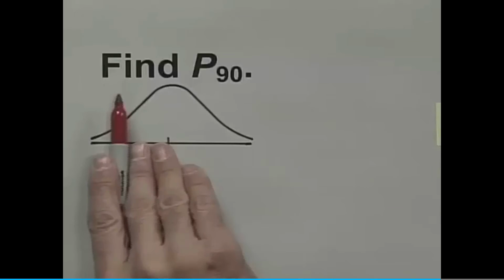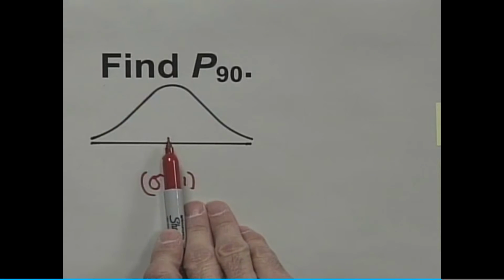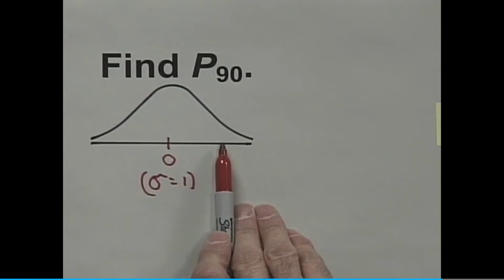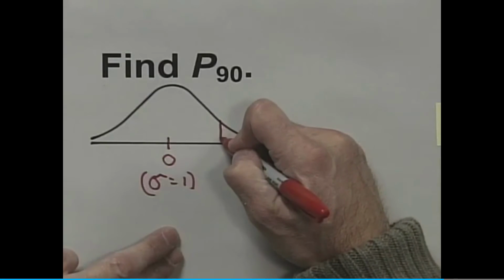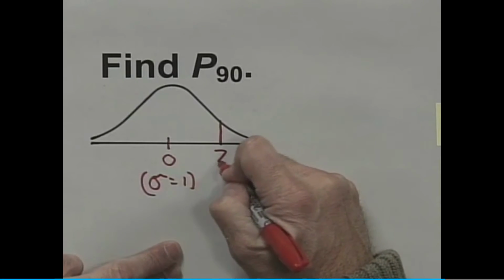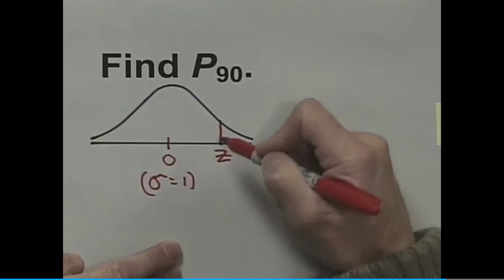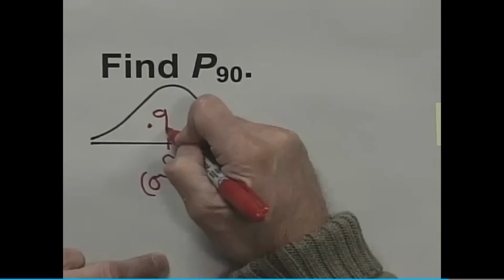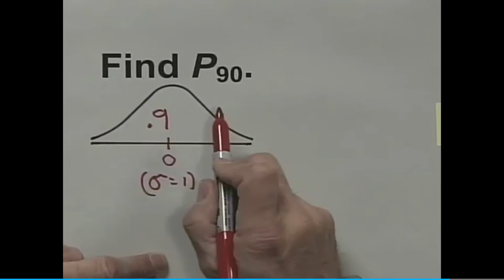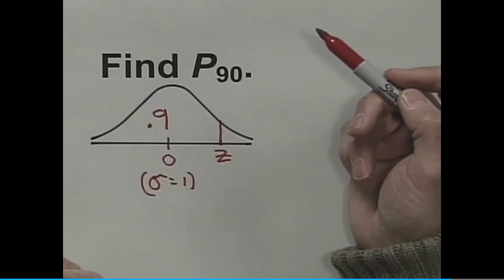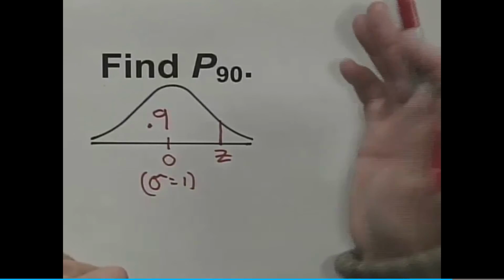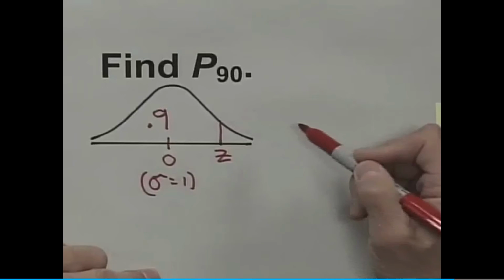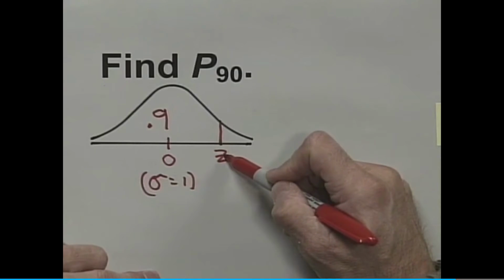So where would that be on the graph? Well, if I start at the left, here's the bottom 50% halfway. So if I keep going, the bottom 90% is going to be up around here someplace. I'm going to call that Z. So what is this mystery number Z that separates 0.9 to the left? Okay. But now the problem is fundamentally different than the type of problem we considered earlier. I know the area, and I want to find the score instead.